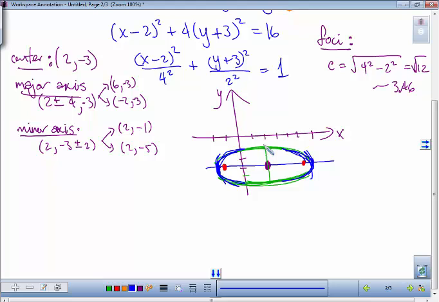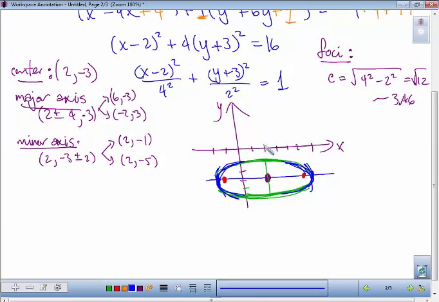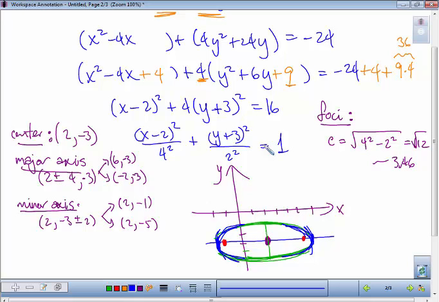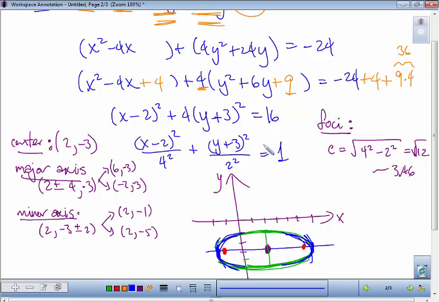And that's your ellipse. Okay? Any questions? There are no points here identified. Let's identify this as 2, comma -3.